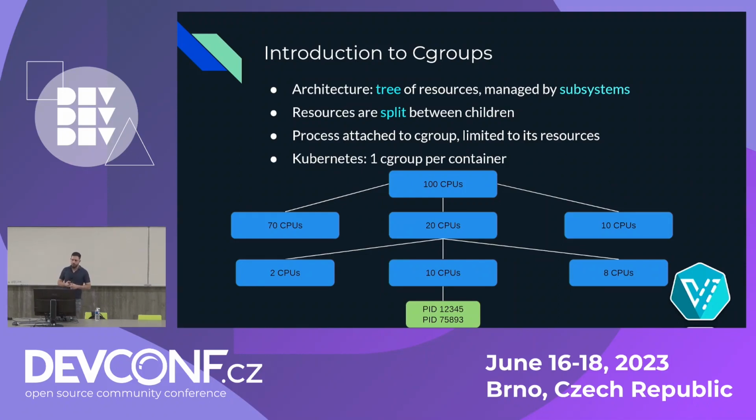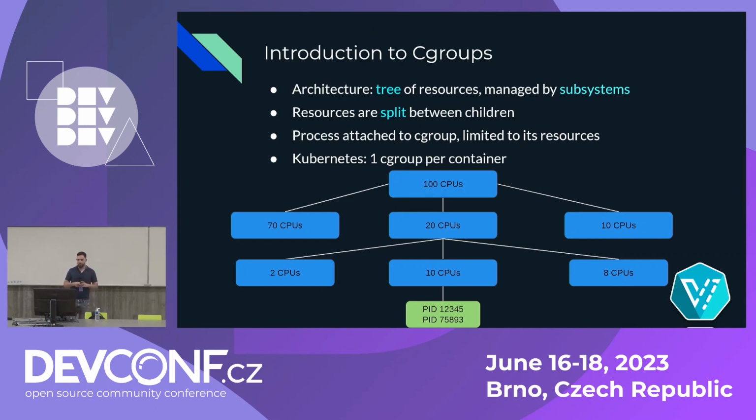So basically, Cgroups lets you split the resources of the node between groups of processes. And the architecture is a tree of resources. So in this example, let's say that on our system we have 100 CPUs. We can split them into children, and then eventually every process is attached to one Cgroup. So for example, this group of processes would be limited to 10 CPUs.